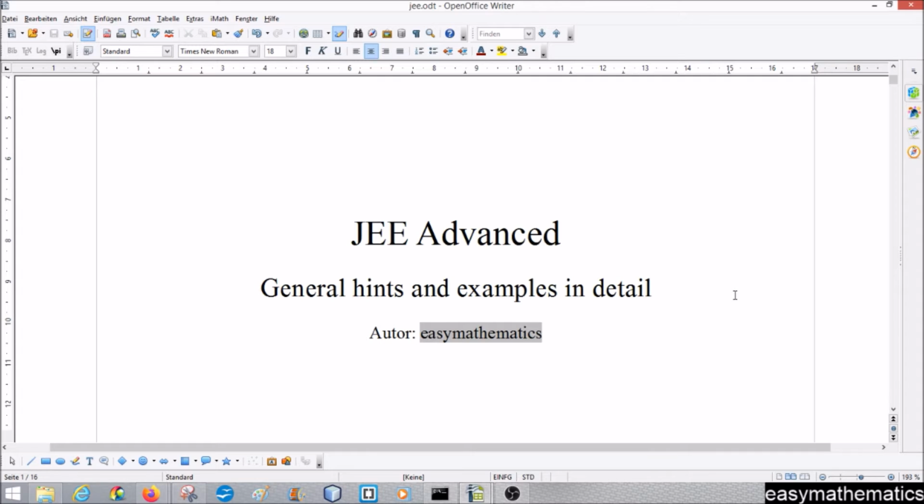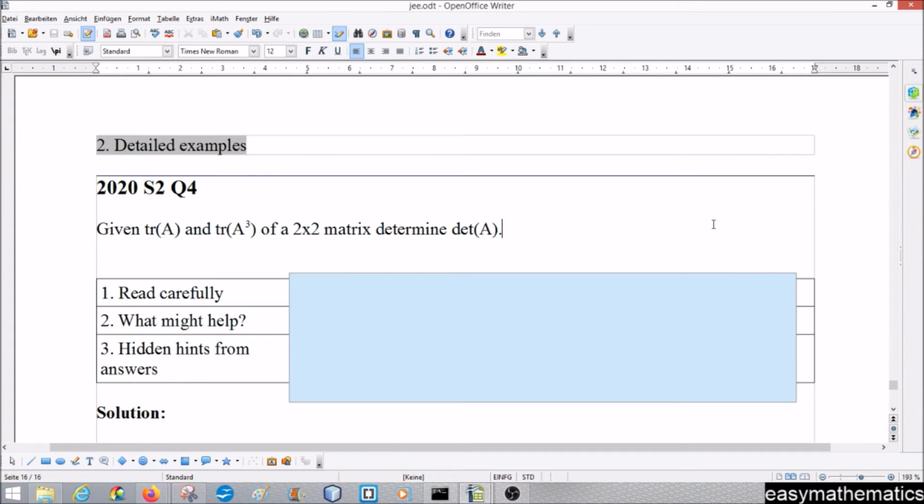Today I want to talk about question 4 from sheet 2 from the year 2020. And I changed the task a little bit. So let's see. Given trace of A and trace of A cubed of a 2 by 2 matrix, determine the determinant of A.